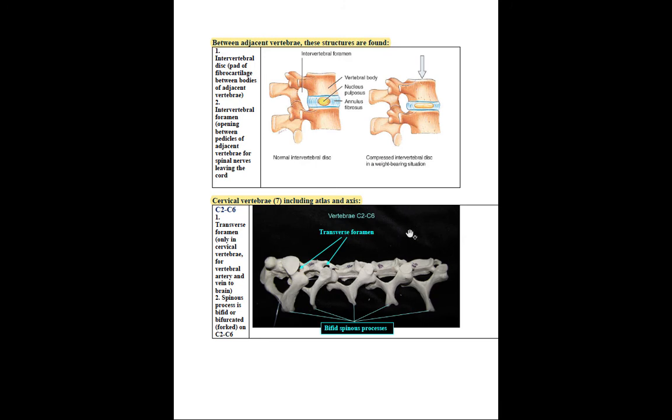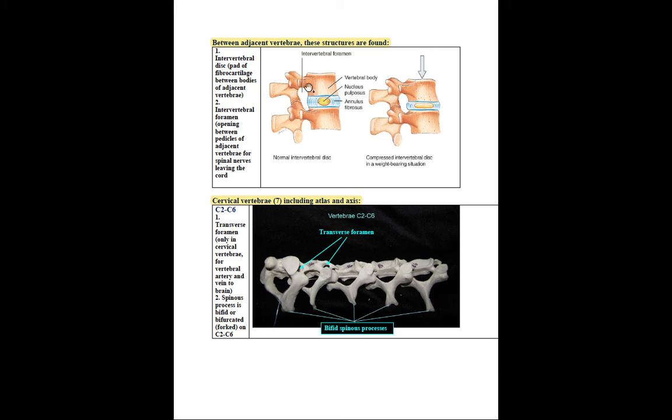Between the adjacent vertebra, of course, is where you're going to find the intervertebral disc. So again, this is just a pad of fibrocartilage that's going to be between the bodies of the adjacent vertebra. And then you're going to have what's called the intervertebral foramen. This is going to be an opening where the spinal nerves are going to leave the spinal cord.